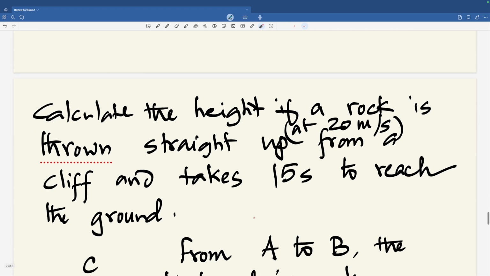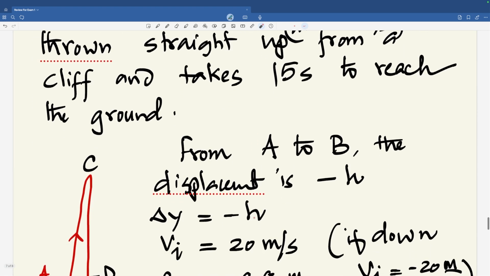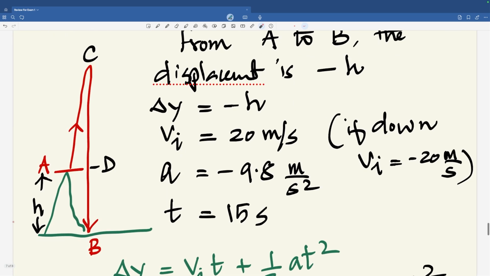So you need a diagram. So look at the diagram on the left side. So this is the cliff and you are standing here and you're throwing the rock up. So it goes from A to C, where it stops momentarily because the velocity becomes 0, and then it comes all the way down to D and then to B. That's not a negative D, that's just that point is D. Okay. And 15 seconds is the time taken for this whole journey to go up and come down.